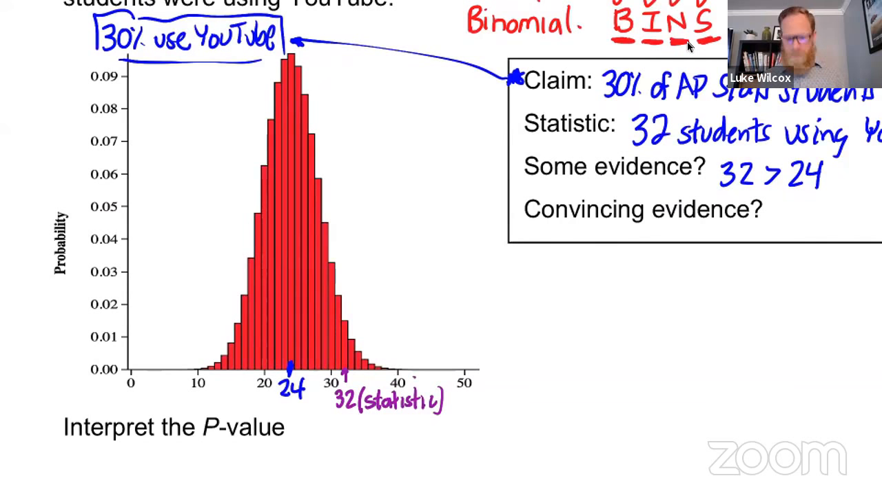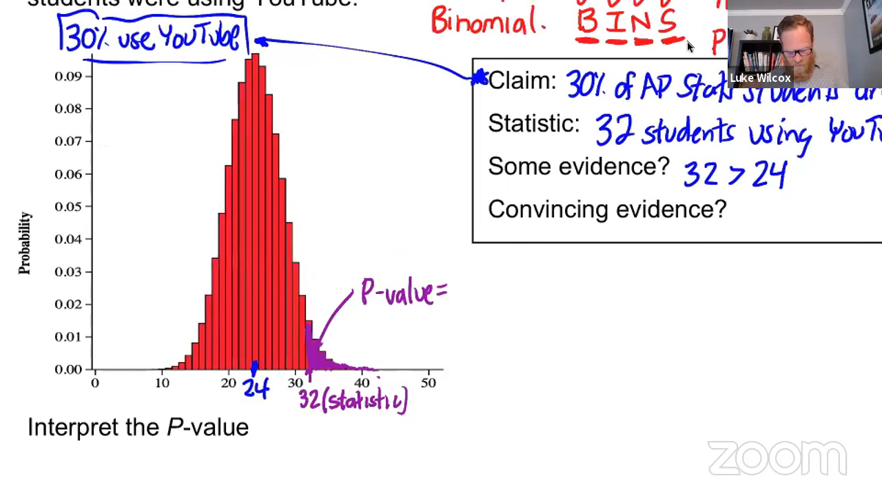So in order to calculate the p-value, we want to know how likely is it that we would get that observed result or farther from what's expected purely by chance. So not only do we want 32, but we want 33 and 34 and 35 and 36 and all the way up, right? This right here is going to give us our p-value.